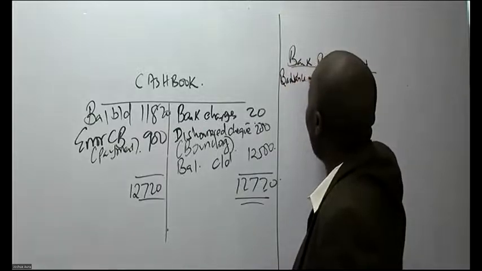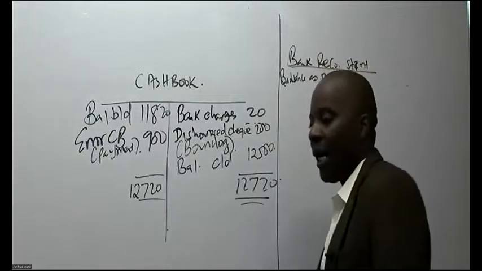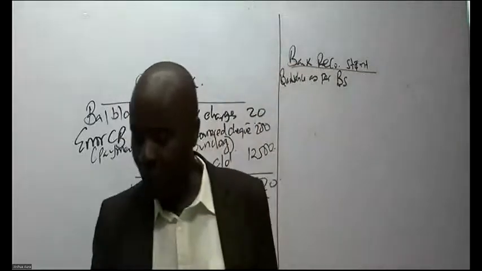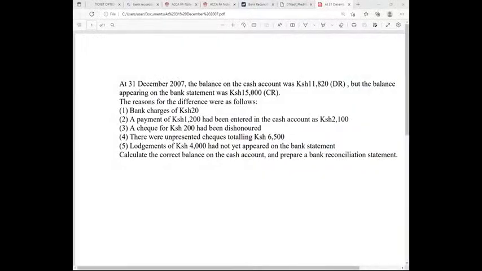Balance as per bank statement. So what do we have here as the balance as per bank statement? We were given a figure of 15,000. The balance appearing on the bank statement was 15,000.